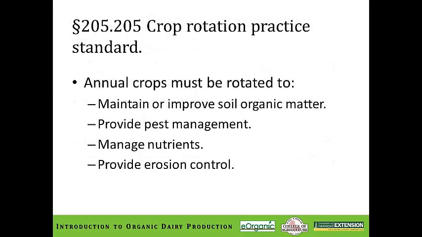Section 205 goes into the requirement for the crop rotation. This applies to annual crops. It is not required to rotate perennial crops, such as a perennial pasture. But annual crops must be rotated in order to maintain and improve soil organic matter, to provide pest management, manage nutrients, and to provide erosion control.